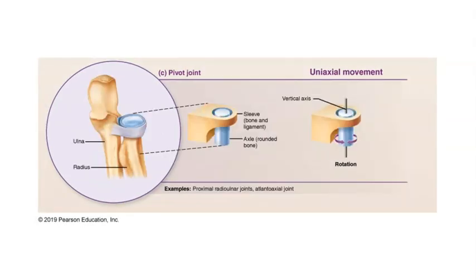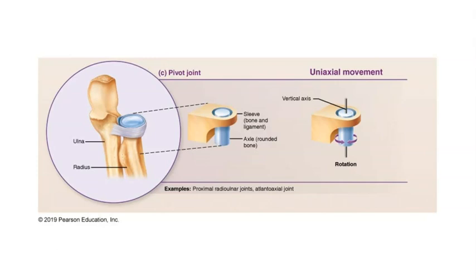So at pivot joints, a rounded portion of bone is enclosed within a ring-shaped structure that is formed partially by the articulation with another bone, and part of that ring structure is due to the presence of a ligament that is there. The rounded portion of bone is then capable of rotating or pivoting about its long axis, and this motion also occurs around a single plane. Therefore, that makes these uniaxial synovial joints.